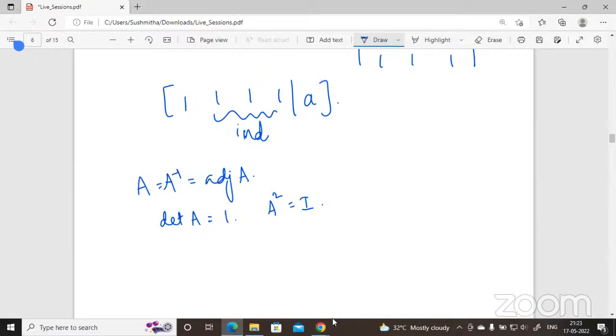Square is identity. At least at this point, even I think identity matrix is the only one, but I'm not sure. Maybe I'm missing out on something. But at least with what I can see now, I'm getting only identity as the answer.